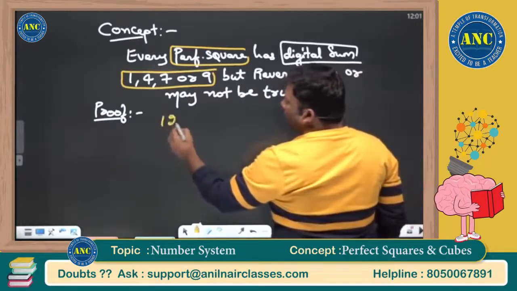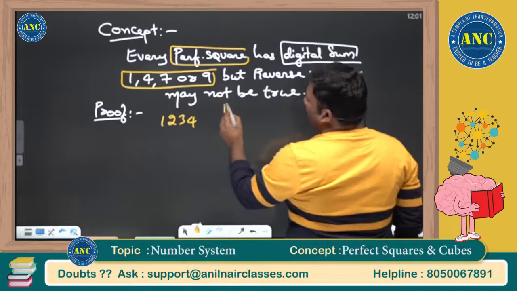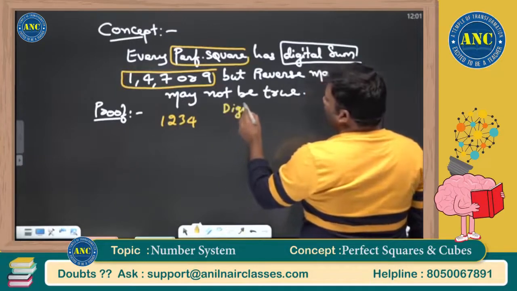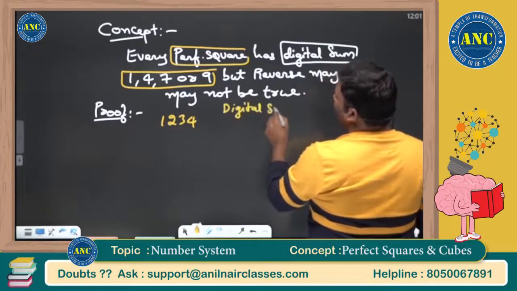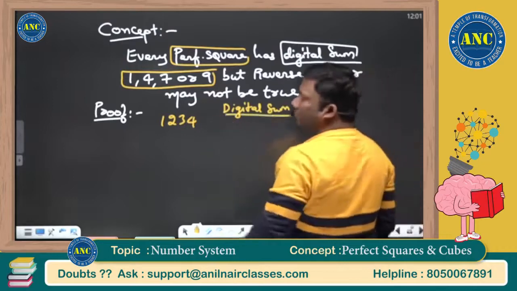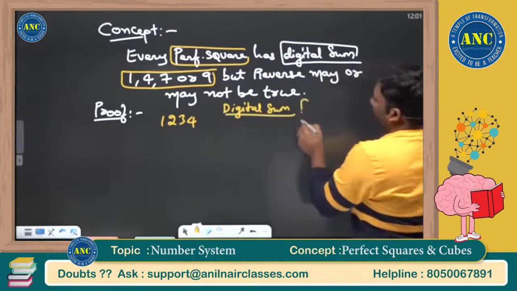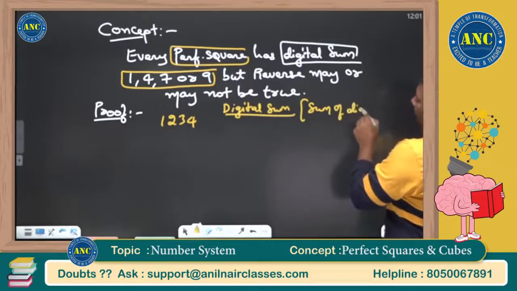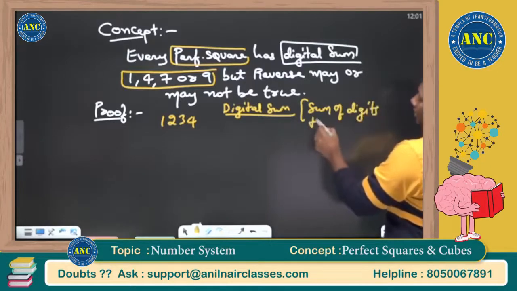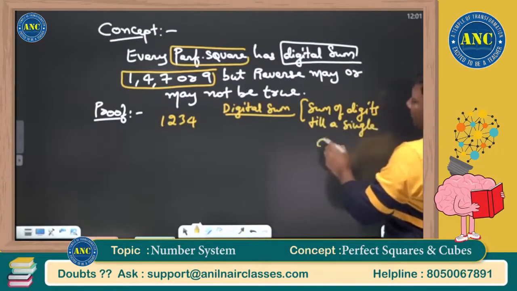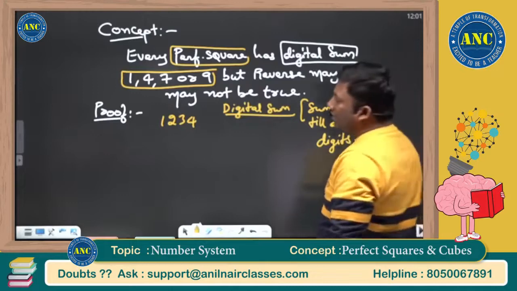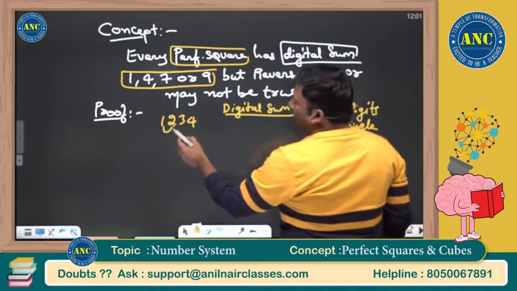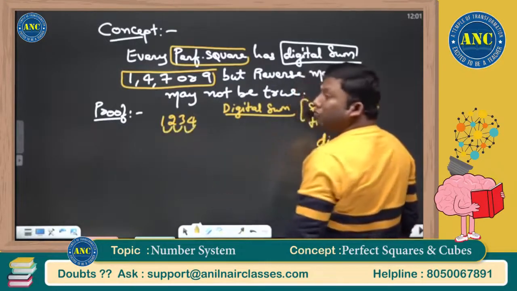Suppose 1, 2, 3, 4. Digital sum, digit sum, or digital root are all synonyms. Digital sum is defined as the sum of the digits till a single digit is obtained. 1 plus 2 is 3, 3 plus 3 is 6, 6 plus 4 is 10.